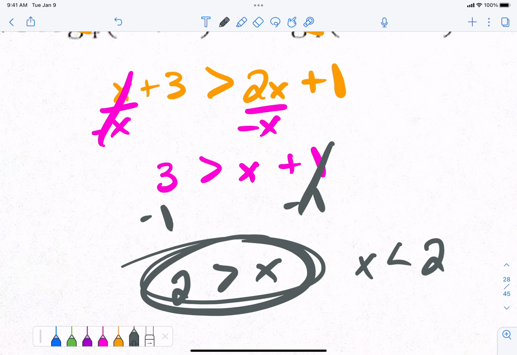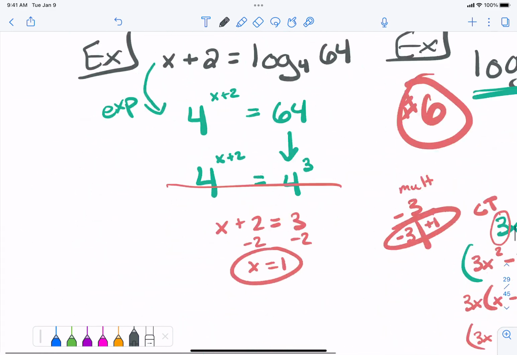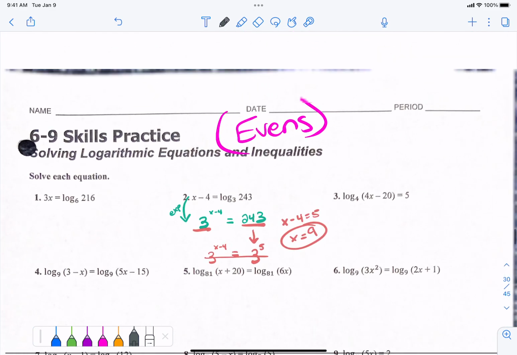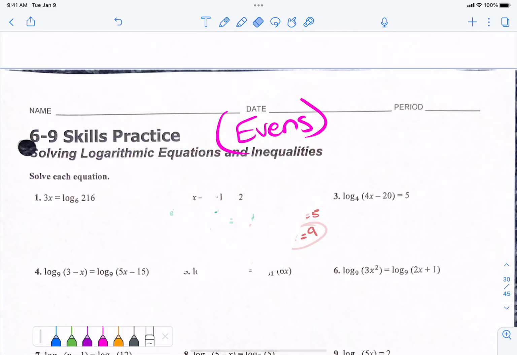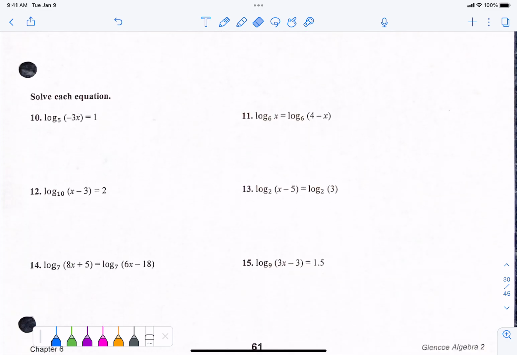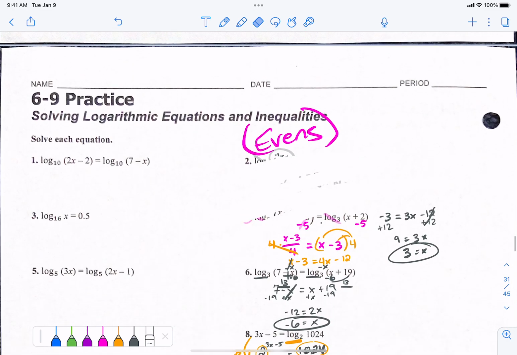Okay, got it? My Mac's almost dead. All right, so let's go down here. It is evens on both sides because I just want to.